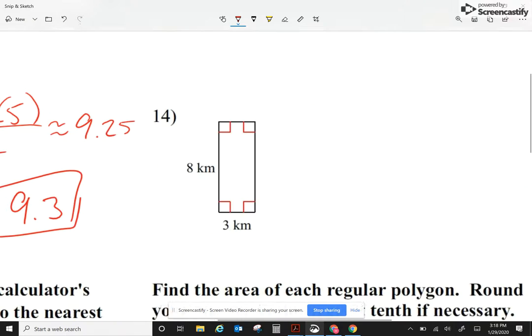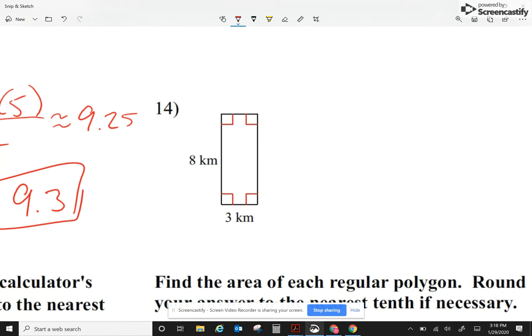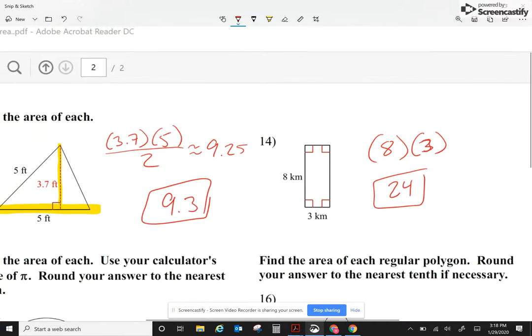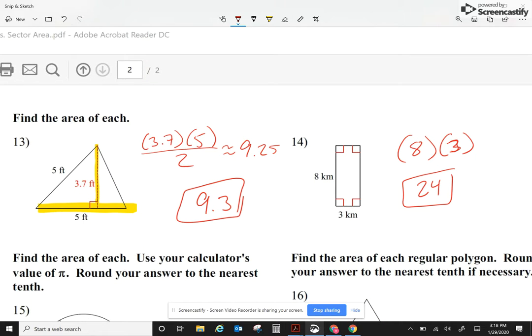Now, when it comes to a rectangle, just multiply the two numbers that cross 90 degrees. In this case, 8 times 3. 8 times 3 equals 24. That's it. On a rectangle, do not divide by 2. On a triangle, divide by 2. Because a triangle is half of a rectangle.